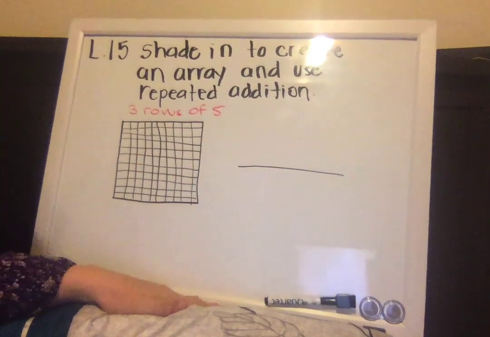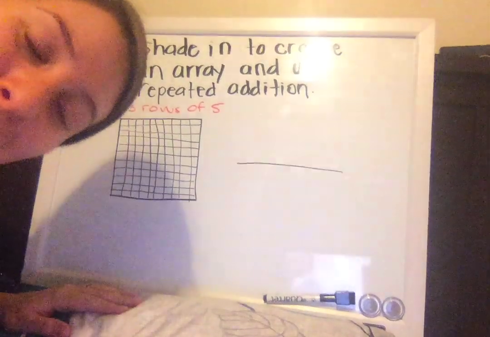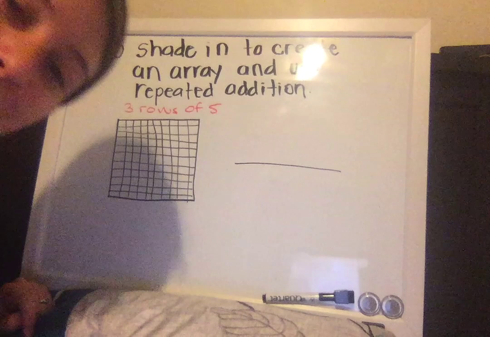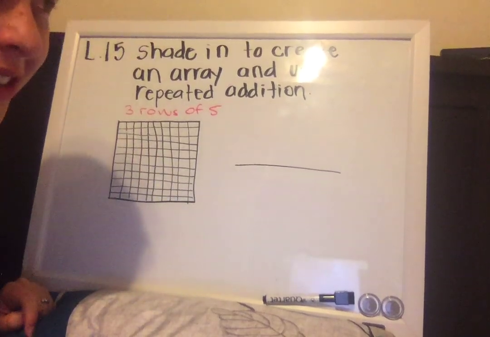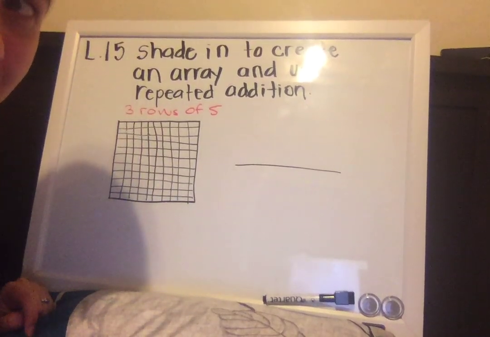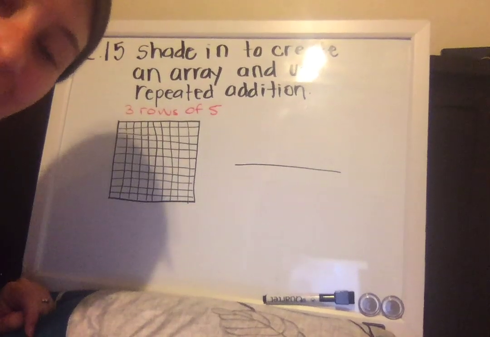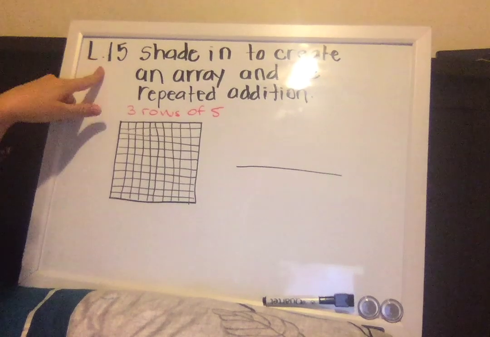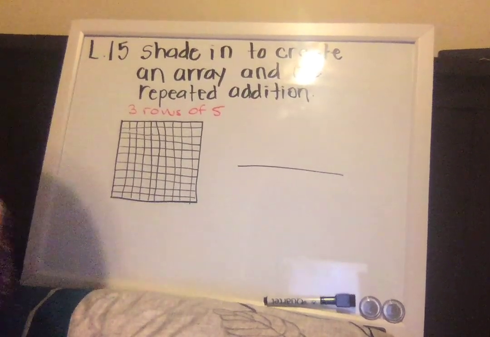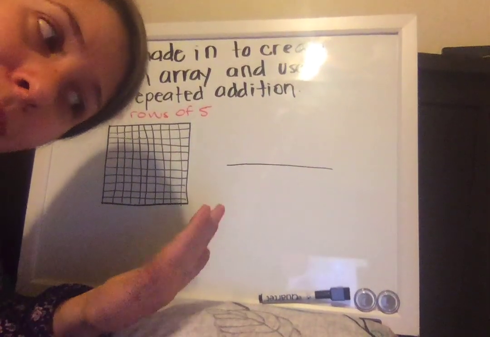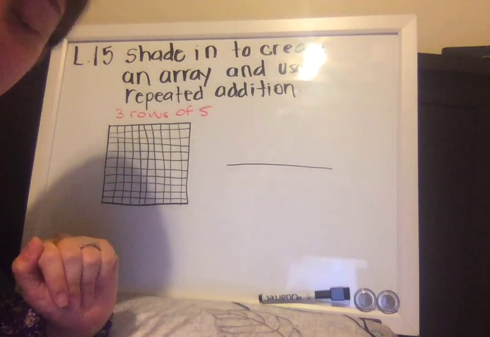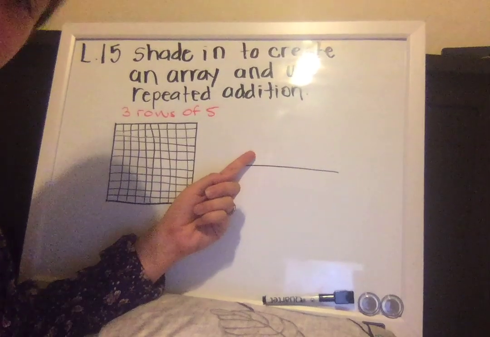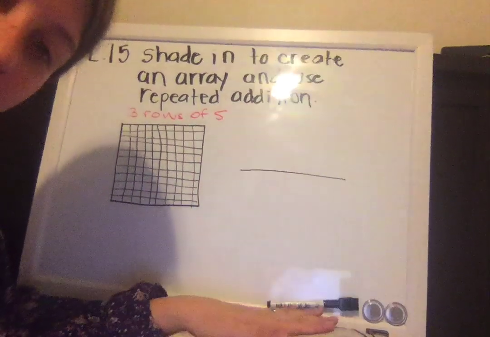Alrighty, guys. So we are now jumping from lesson 6 to lesson 15. And guess what? All of these are kind of easy, to be honest with you. I think they're pretty easy. I think you think it's pretty easy too. So we're going to be doing lesson 15, and all we're doing today is shading the arrays that they're telling us to shade, plus writing repeated addition on the lines right next to our graph.